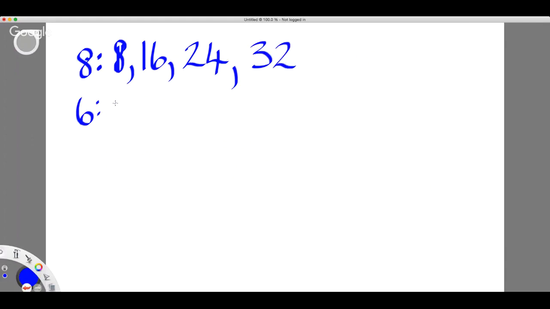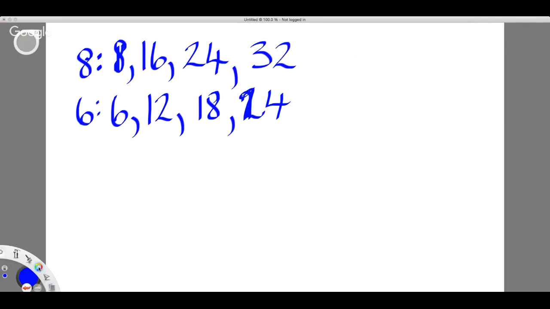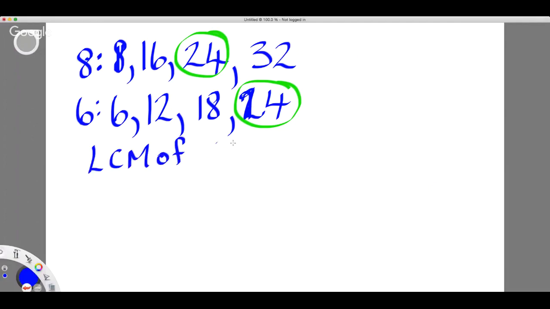The multiples of 6, the first few multiples are 6, 2 6s are 12, 3 6s, 18, and 4 6s would be 24. So we can stop here because we've listed multiples for 8, multiples for 6, and we see that the smallest multiple that they have in common is 24. So LCM of 8 and 6 is 24. So make sure you're writing all of this down if you don't already have all of it down.